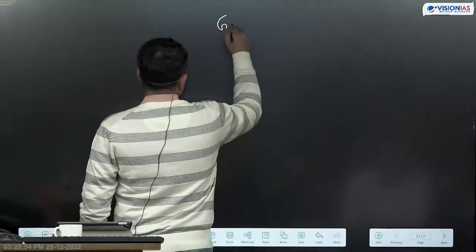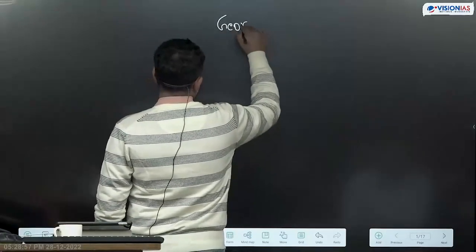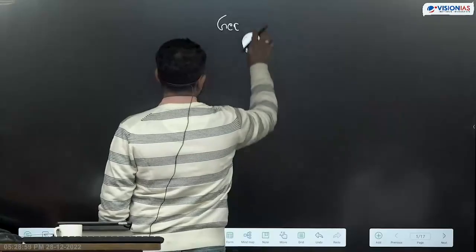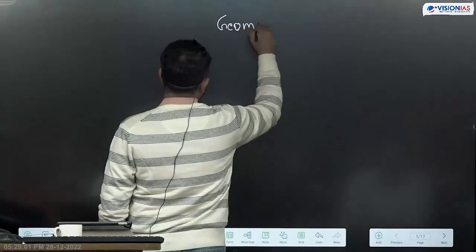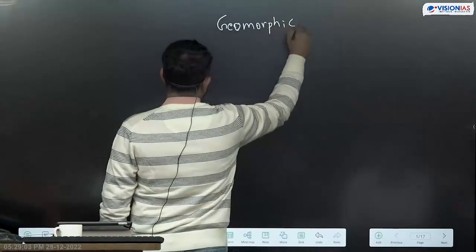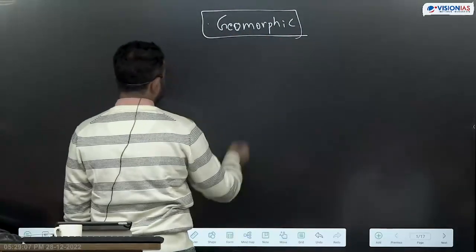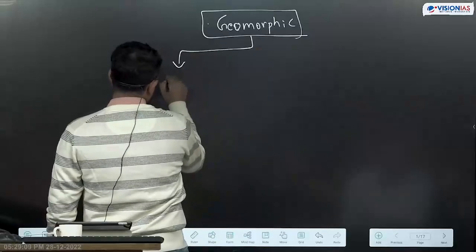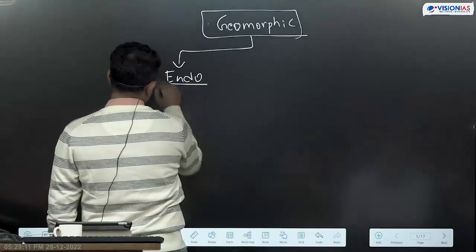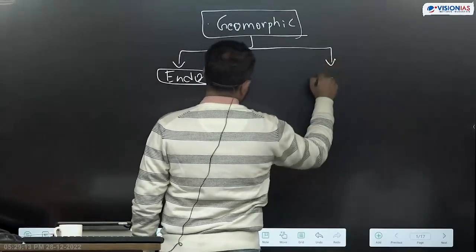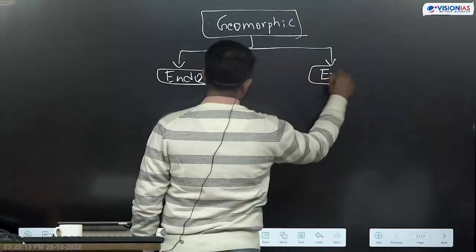So if you remember, we have divided all the processes. What do we call all the processes? Geomorphic processes. Whatever changes on the surface, all of them, creation, destruction, elevation, subsidence, all of these are geomorphic processes. One is endogenetic, another one is exogenetic. I'll come to this.